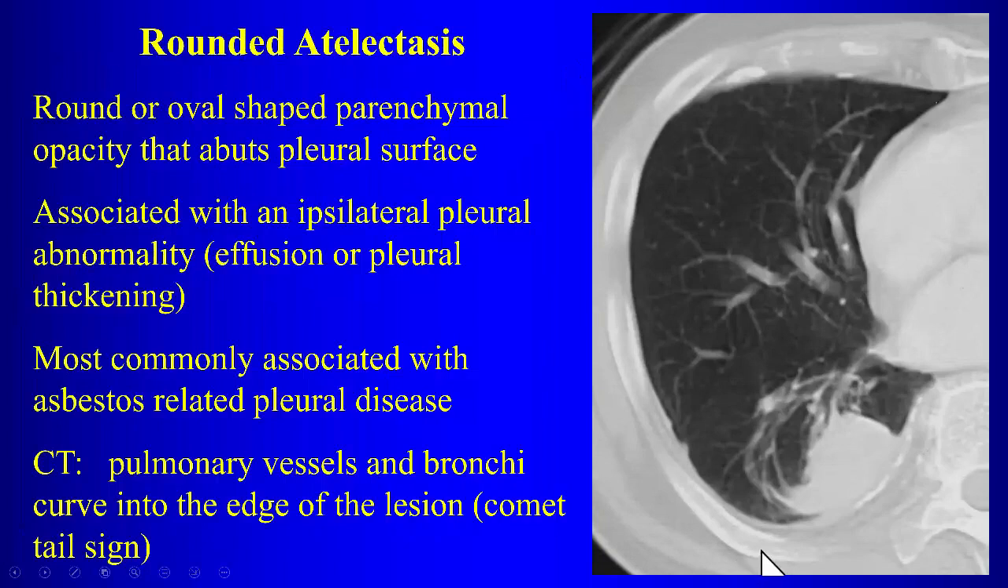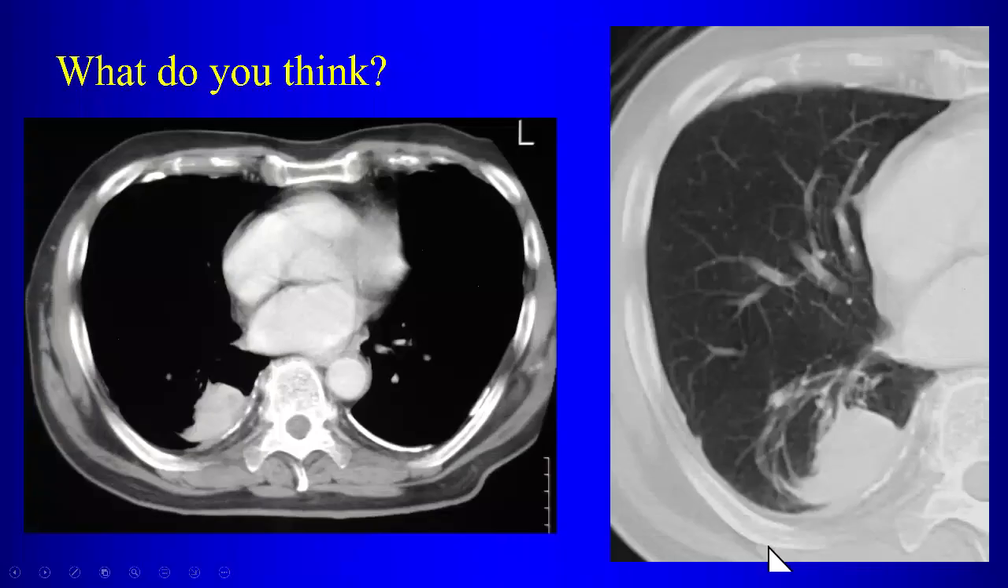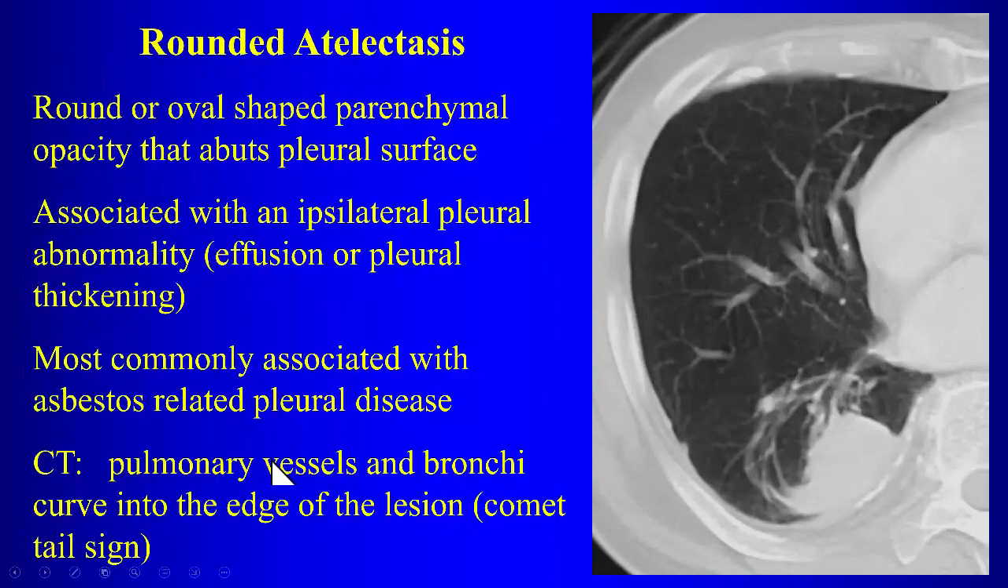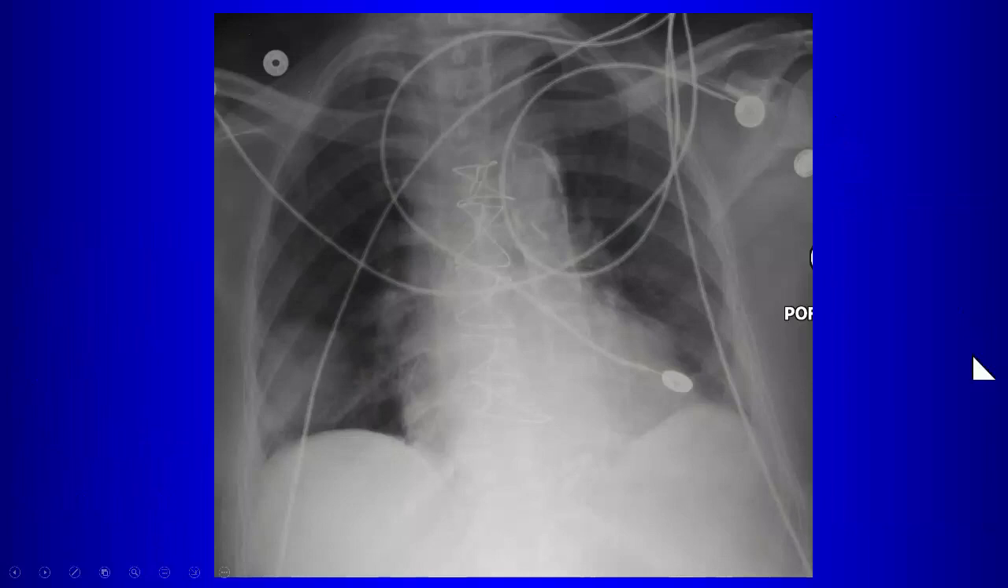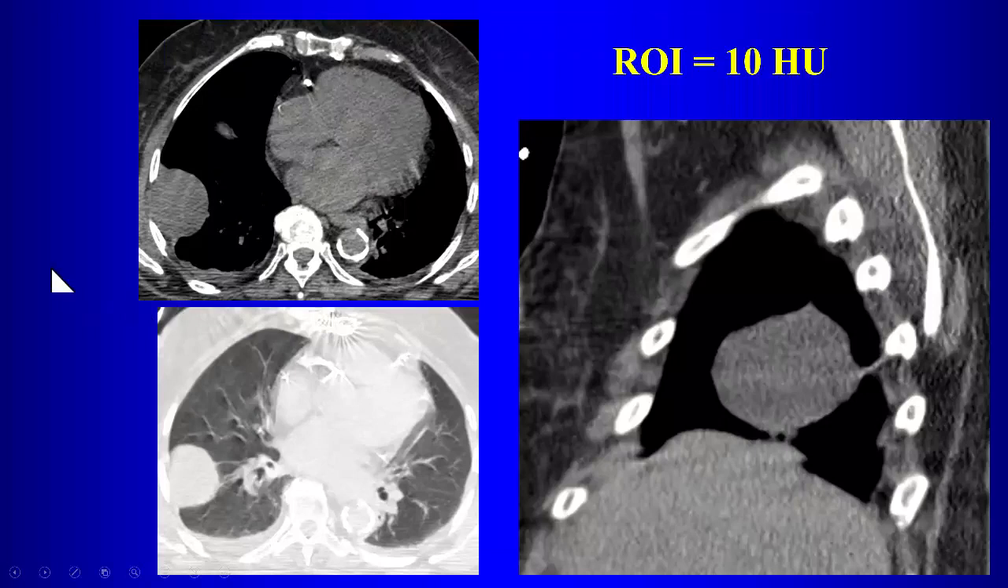By the way, collapsed lung can enhance really nicely, right? It's a nice sign of atelectasis, that uniform enhancement of the lung. Okay? So we look for that pleural-based opacity, abnormal pleural thickening, the comet tail sign, vessels and bronchi curling in towards the lesion. That's what gives you the comet tail sign. And then there's also volume loss in the lobe that's usually affected. Okay, that's rounded atelectasis. So this patient has a mass over here, and the CT looks like this.